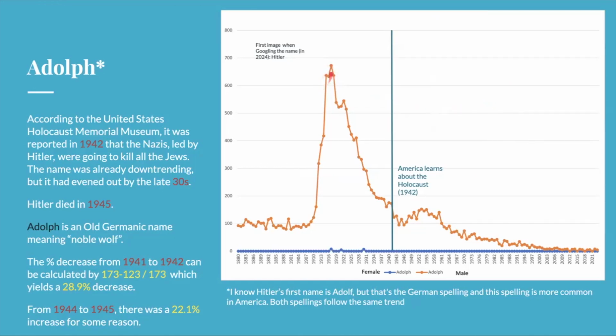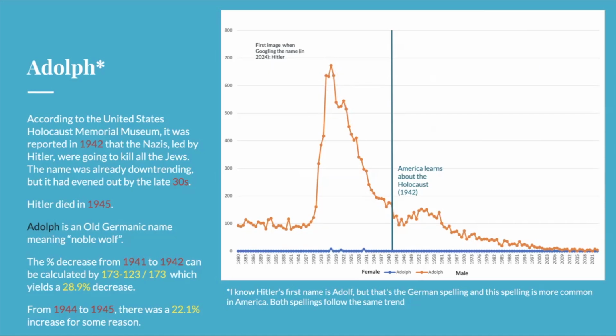It had peaked around World War I, but it was already downtrending, but it had kind of evened out by the late 30s. But then America learns about the Holocaust and what Hitler's really doing, and it just goes down a little further. So Adolf is an old Germanic name meaning noble wolf, and the percent decrease from 1941 to 1942 can be calculated to be a 28.9% decrease, not actually that big overall. And from 1944 to 1945, with Hitler dying in 1945, there was a 22% increase for some reason.